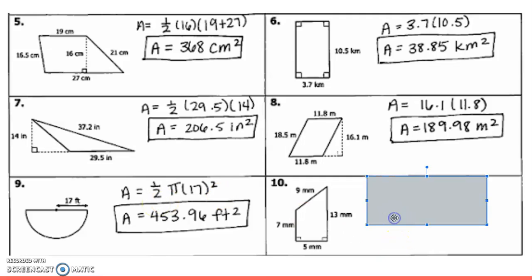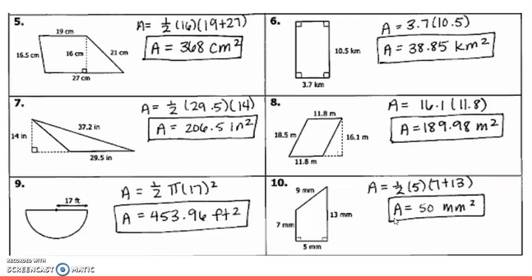And then last, we have one more trapezoid for number 10. Again, our bases are 7 and 13, and then we're multiplying by our height and 1/2. When we're measuring area, make sure that you are doing our measurement and then squared, so inches squared or feet squared. Those shapes should be a review.